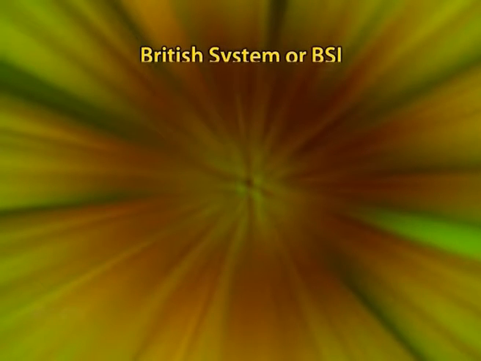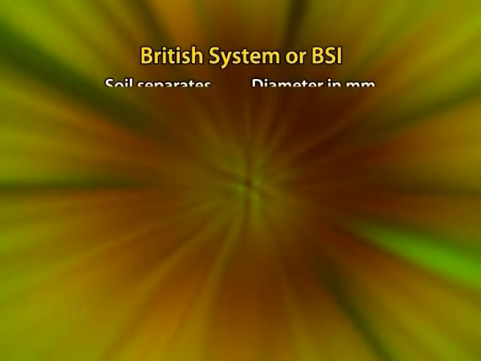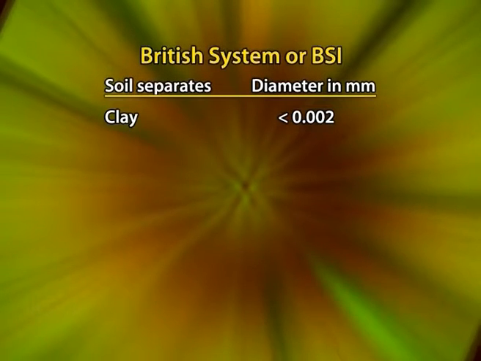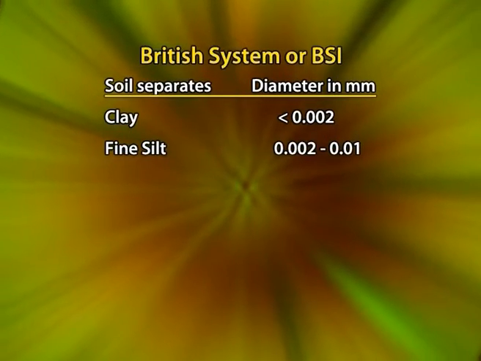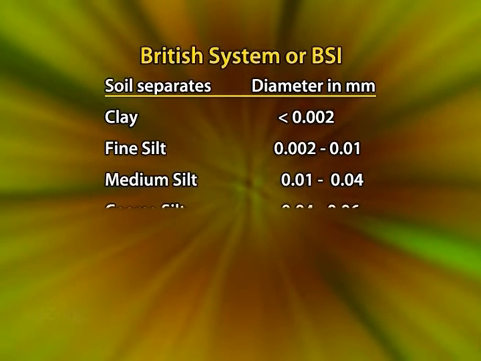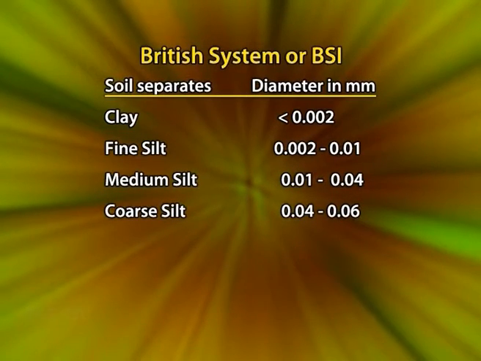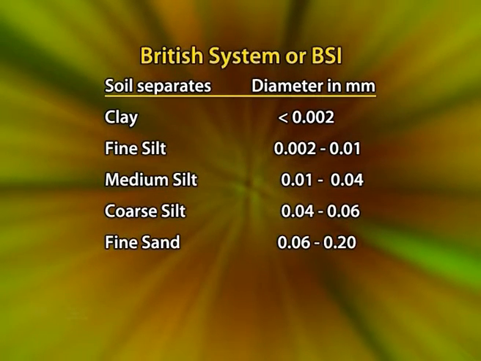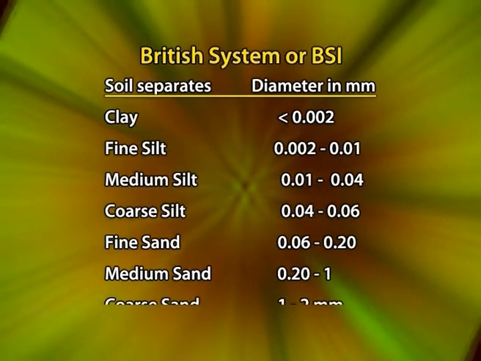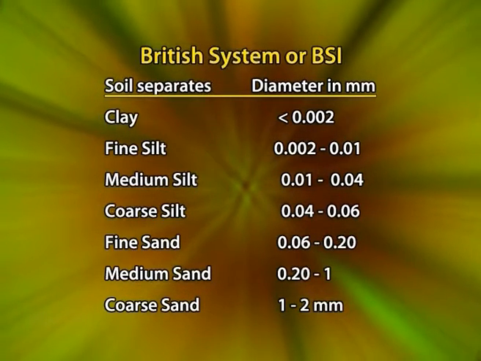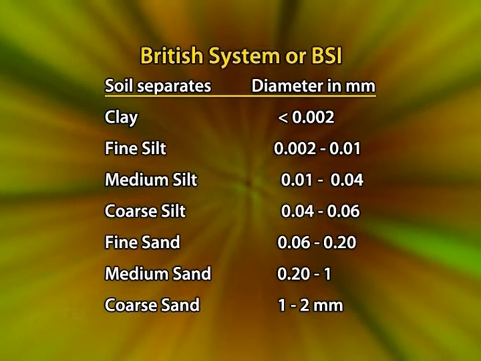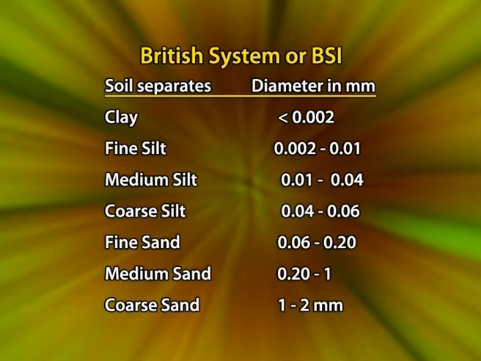According to the British system or BSI, dimensions of the different soil separates are: clay having less than 0.002 mm diameter, fine silt with 0.002 to 0.01 mm, medium silt with 0.01 to 0.04 mm diameter, coarse silt with 0.04 to 0.06 mm, fine sand with 0.06 to 0.2, medium sand with 0.2 to 1 mm, and coarse sand having the diameter of 1 to 2 millimeters.